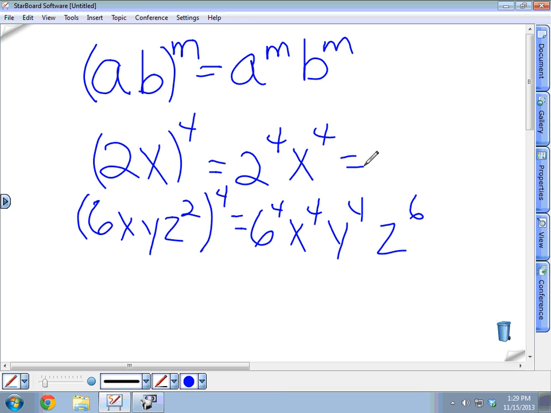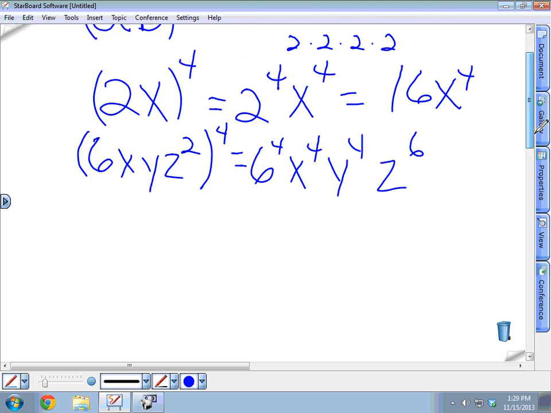16 x to the 4th. So that was 2 times 2 times 2 times 2. 16x to the 4th. Okay? And so I don't know which ones they give you in the book. Some of you may need a calculator to do 6 to the 4th. It's going to be 36 times 6 times 6. I don't know if they give you ones that big a number in the book or not.